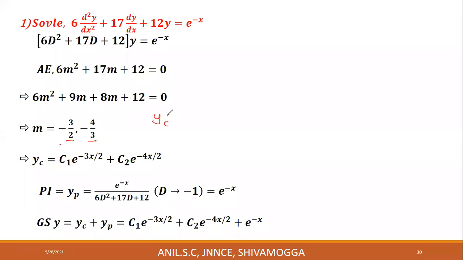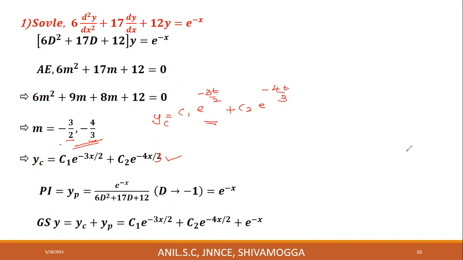Therefore, complementary solution yc is equal to, which rule is applicable here? Rule number 1 is applicable. C1 into e power minus 3t by 2, plus C2 into e power minus 4t by 3, that is, minus 3x by 2 plus minus 4x by 3. This is the complementary solution with the involvement of arbitrary constants.